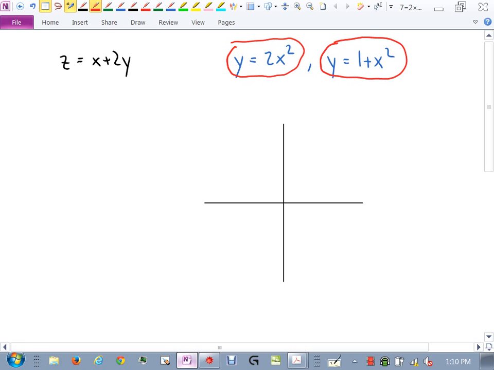Let's draw them first. To draw that first one, y equals 2x squared, I could just plug in some values of x. If I plug in 0, I get 0. Plug in 1, I get what? 2, right? Plug in negative 1, I also get 2. And so I know it does something like this. Now the other one, I'll do in black. If I plug in 0, I get 1. If I plug in 1, I get what? 2, so I'm here. And then if I plug in negative 1, I get 2 also. And that's a parabola that looks like this.